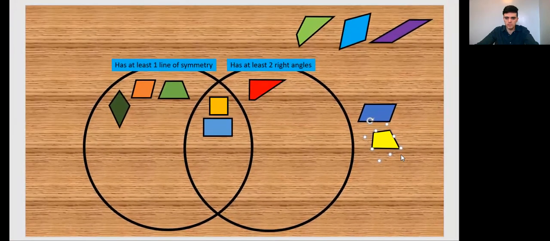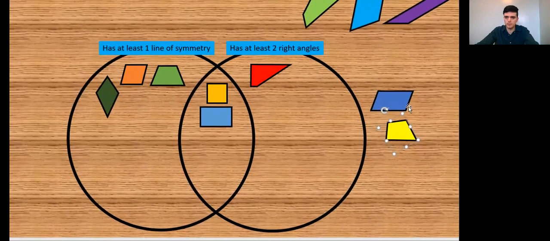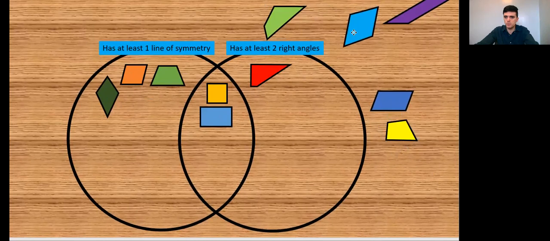Apologies. I think I just messed up my screen size. Yep. Well, I'll just bring these guys back into view.